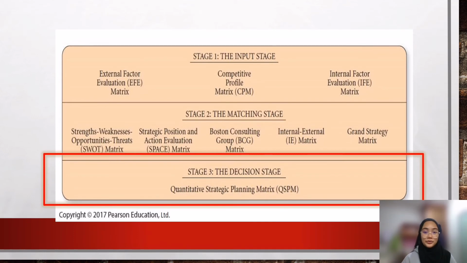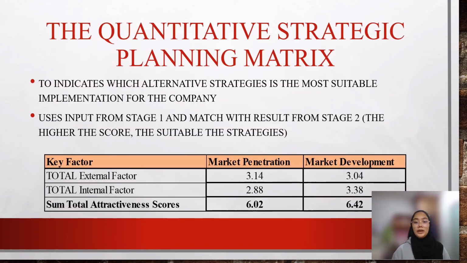For the next part, 5.0, strategy implementation, I will explain the stage, which is stage 3, the decision stage. This stage will be conducted by analyzing the quantitative strategic planning matrix, QSPM, and the result will be analyzed to find the recommended strategy for the company. First, I will explain in more detail about the QSPM matrix. The quantitative strategic planning matrix is made to indicate which alternative strategy is the most suitable for implementation for the company. It uses input from stage 1 and matches it with the result from stage 2, and the higher the score, the more suitable the strategy for the company.